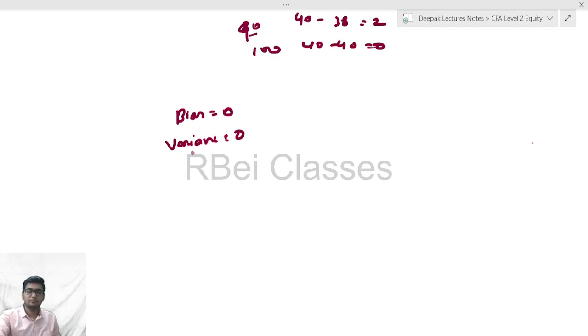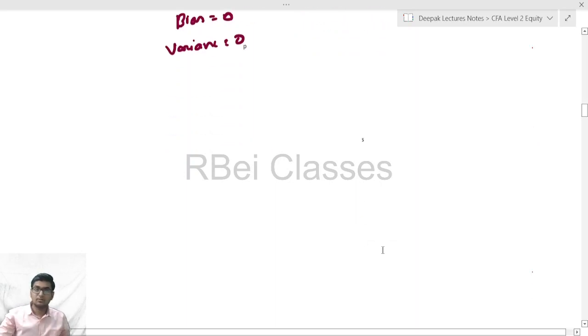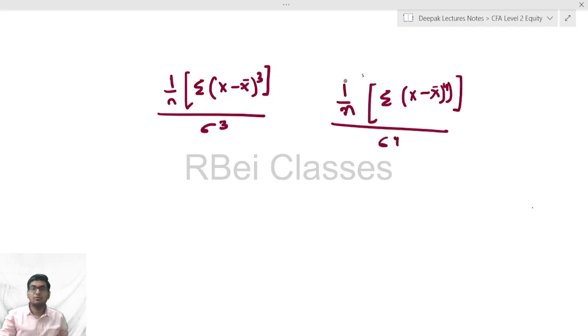Are you clear? Okay, so now let us write down the formula for skewness and kurtosis. Skewness and kurtosis, very important. They can ask you to calculate it in the exam. 1/n, then sigma (x minus x bar) whole cube, divided by sigma cube. This is for skewness. And for kurtosis: 1/n sigma (x minus x bar) to the power 4, divided by sigma to the power 4. This one is for kurtosis, this one is for skewness.